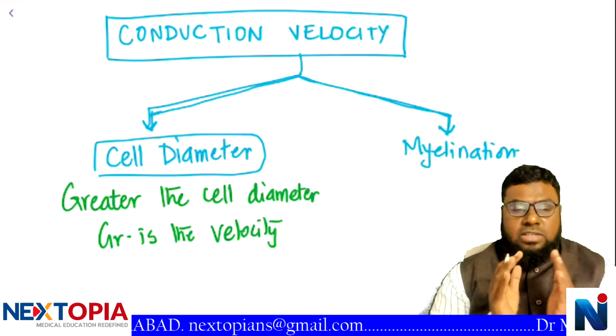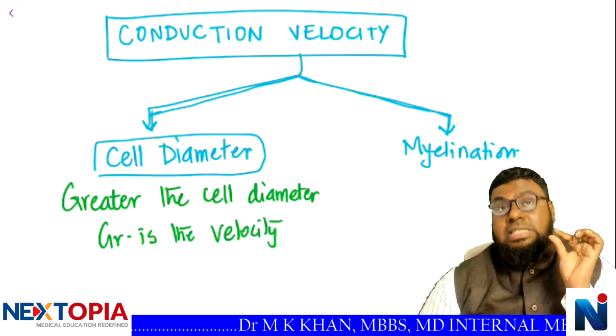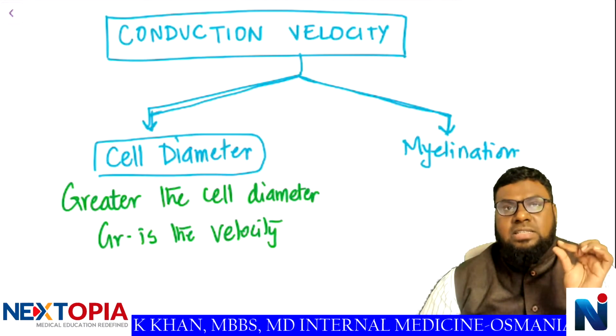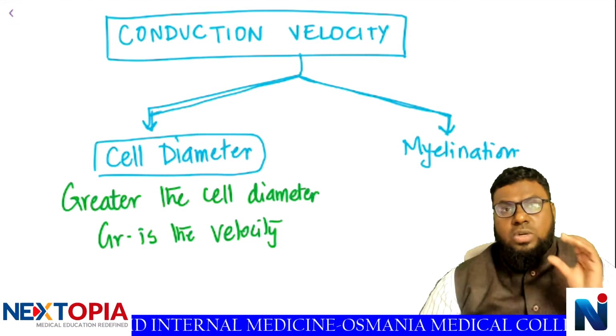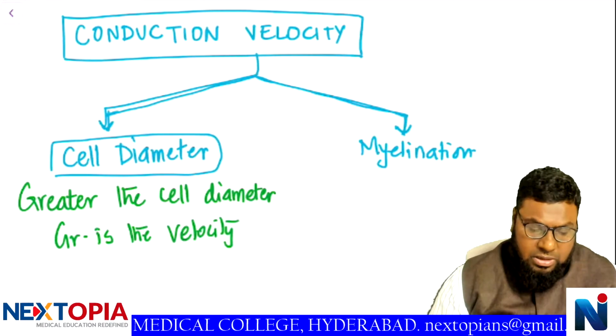So if you see a thin nerve, a thin nerve has more electrical resistance than a thick nerve. So the greater the cell surface area, the greater is the conduction velocity. This point, please remember it.